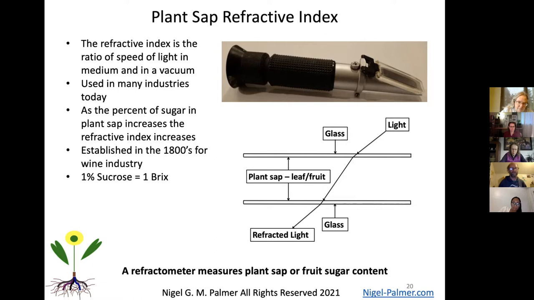In short, the idea of measuring percent sucrose, which is equal to 1 Brix, was established in the wine industry back in the 1800s. It's now used in many, many different industries. Essentially what it's doing is measuring the percent sucrose in the plant sap. It's measuring sugar, and this has been calibrated to be in a scale of Brix.